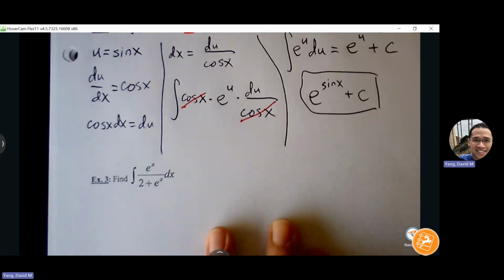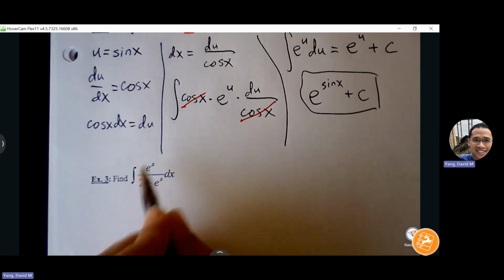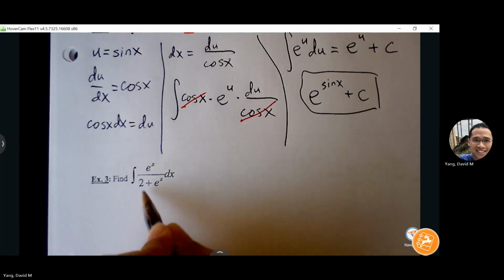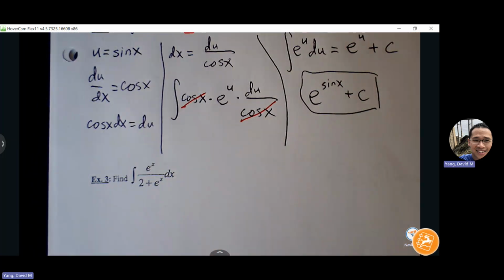Okay, example 3. Too many terms below, we can't expand. We have to go to u substitution. What could be our u value? You have to guess. Yeah, it's never just x, right? Remember, u is always more than just x. Yeah, more than that. 2 plus e to the x.